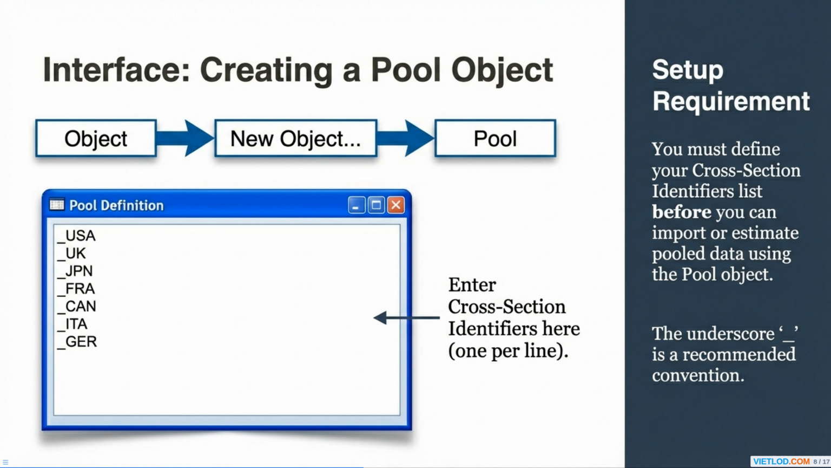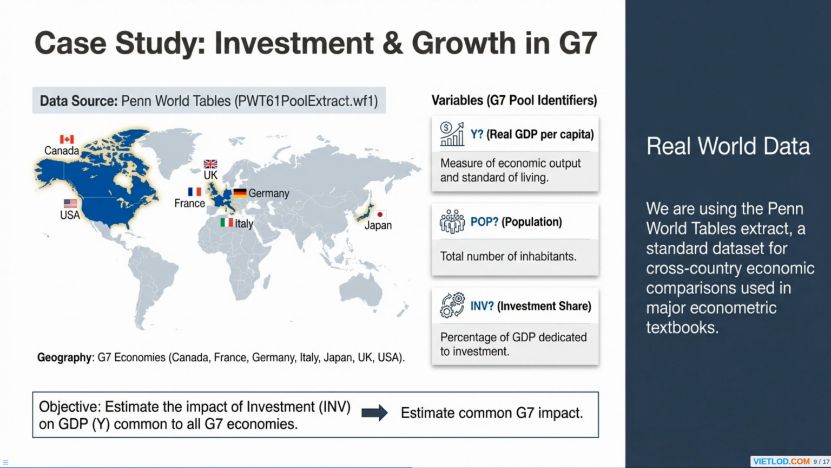The first step in EViews is to create the pool object itself. You do this by navigating to Object, New Object, and then selecting Pool. A dialog box will appear, prompting you to enter the cross-section identifiers. You must list each identifier, one per line. It's a recommended convention to use an underscore, like _USA, _UK, to clearly separate the base variable name from the identifier. This is a crucial setup requirement before you can import or estimate pool data using the pool object.